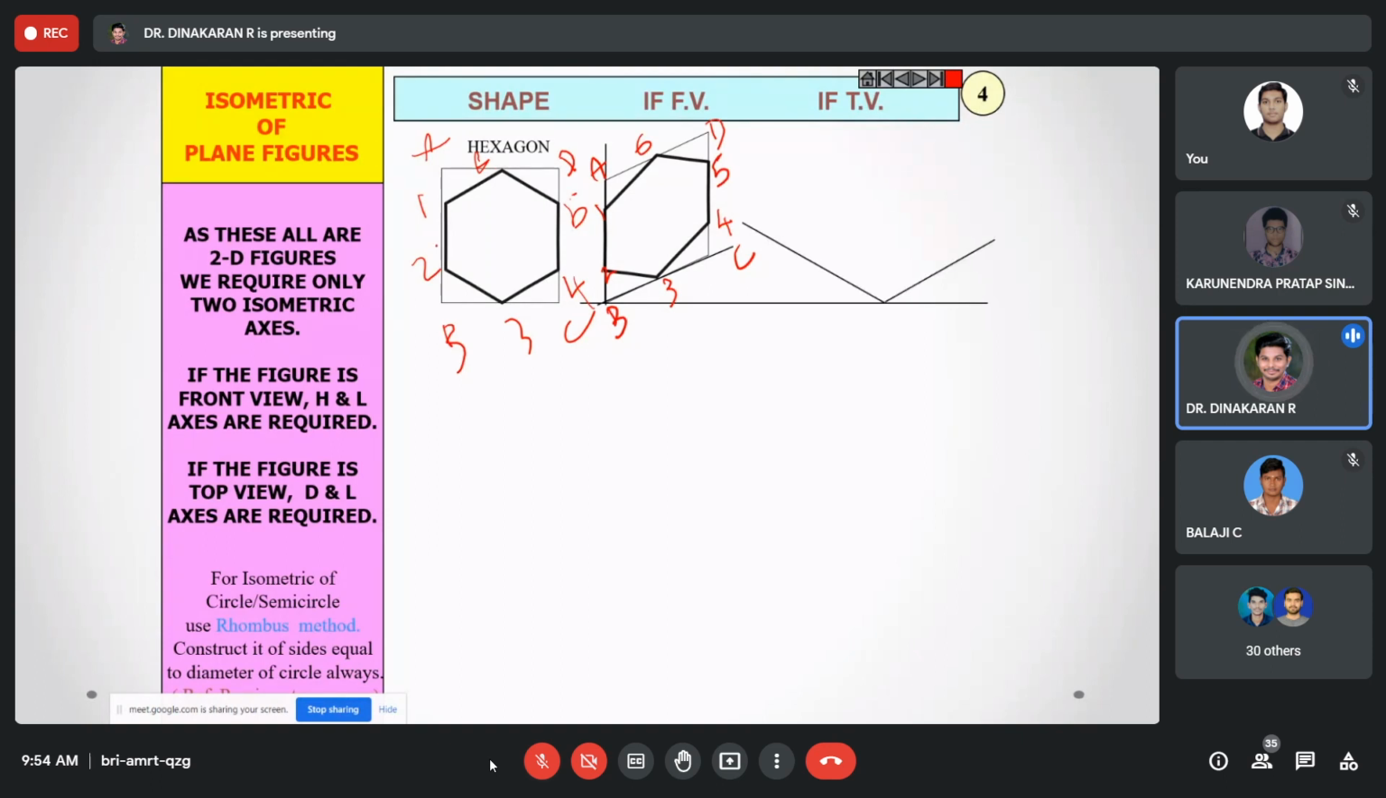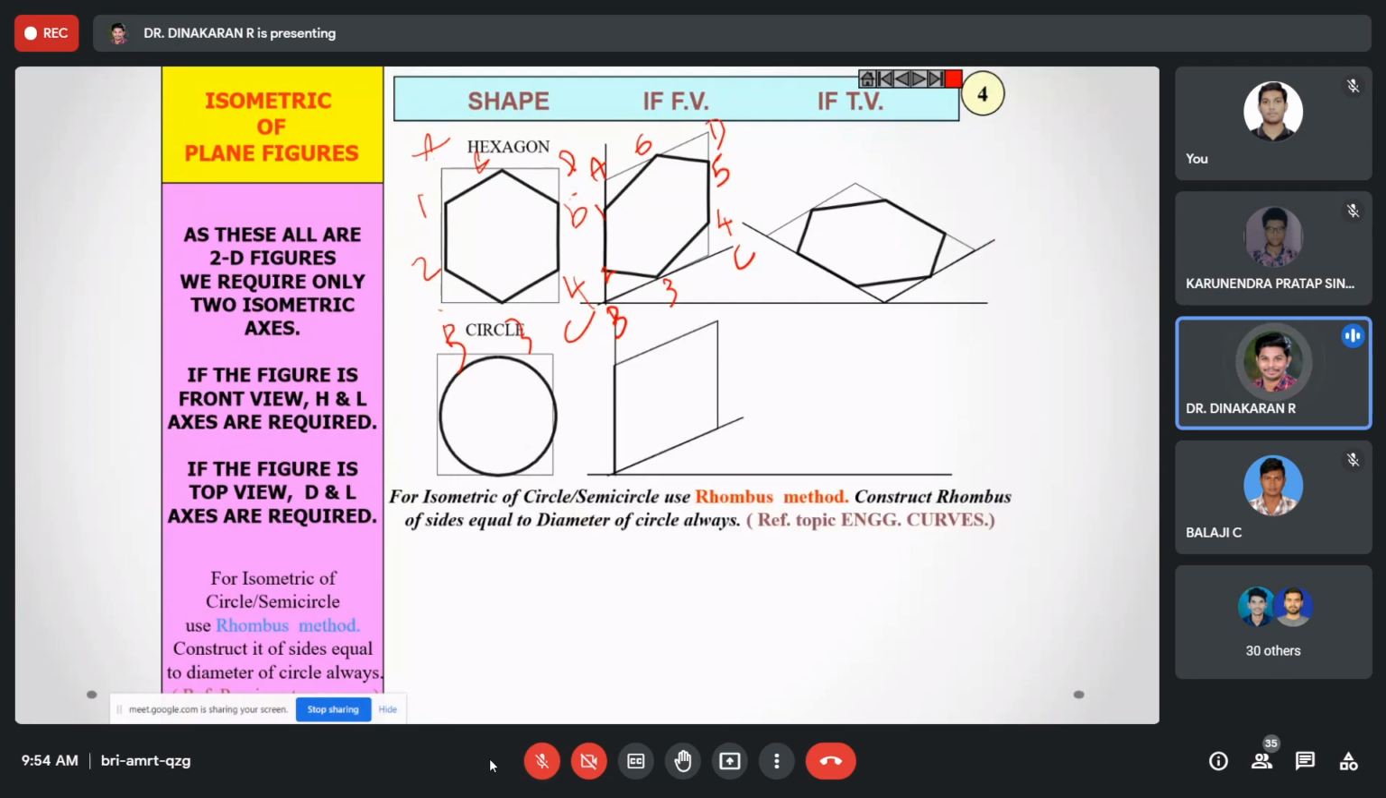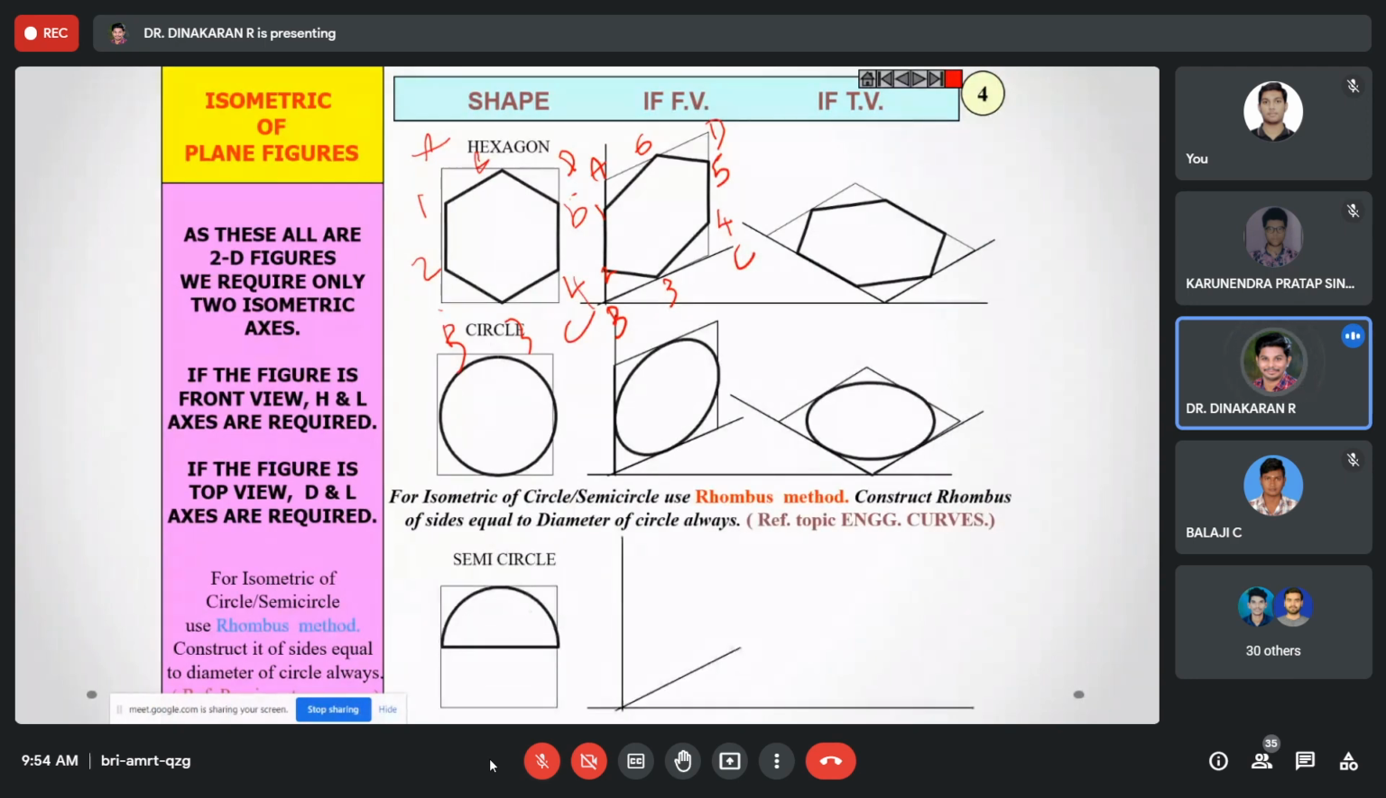How much is A to 6, B to 3, A to 1, A to 2, and B to 2? Measure it and convert it into the isometric. Okay. A circle, you know how to draw by the rhombus method. For a semicircle, you see, I will follow the same rhombus method.